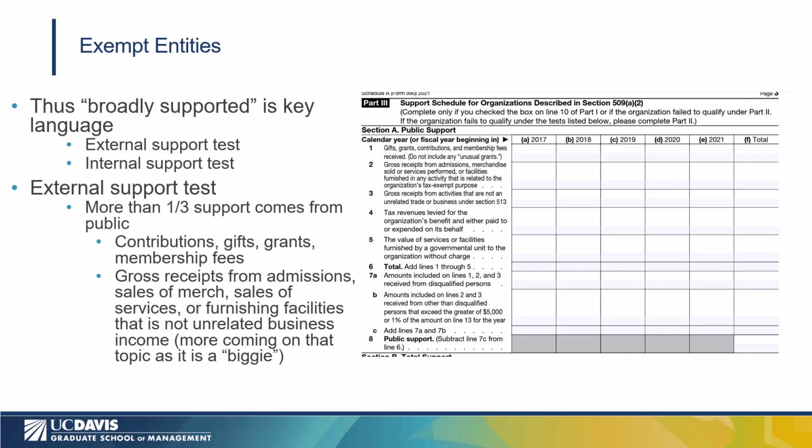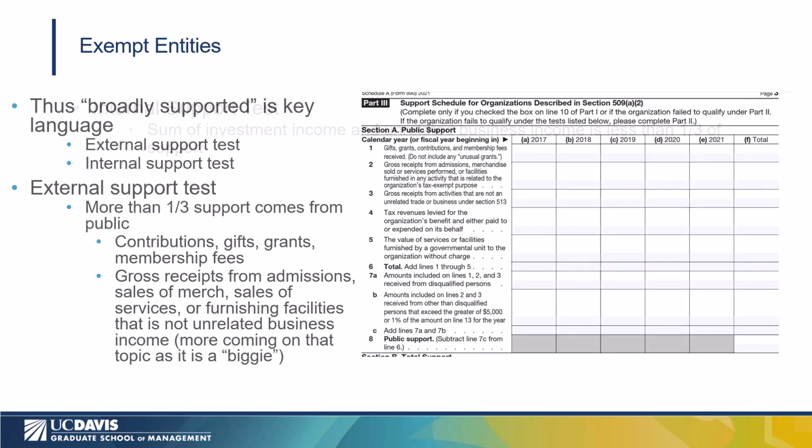So the external support test says, hey, more than 1/3 of your support comes from the public through contributions, grants, gifts, membership fees, gross receipts from admission, sales of merch, sales of services, furnishing facilities that is not unrelated business income. And we'll get there in a second because that topic is a big one to concern ourselves with. So basically, is 1/3 of your support coming from the public? Okay, good. Then that's what we're looking for.